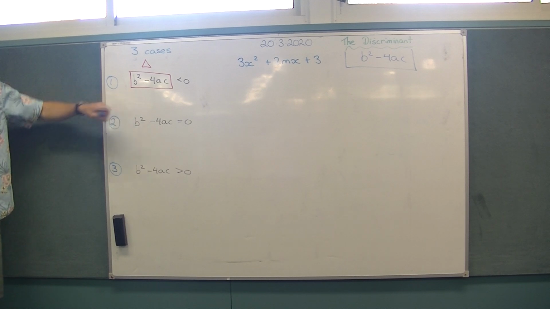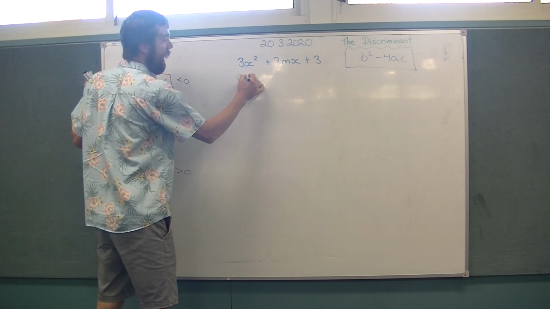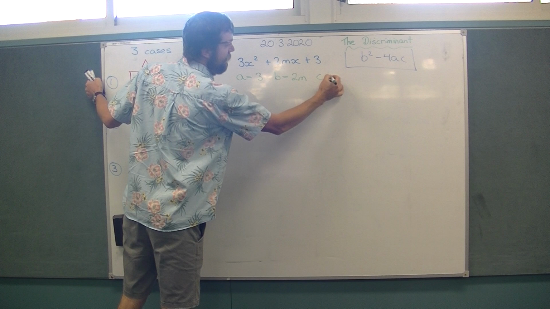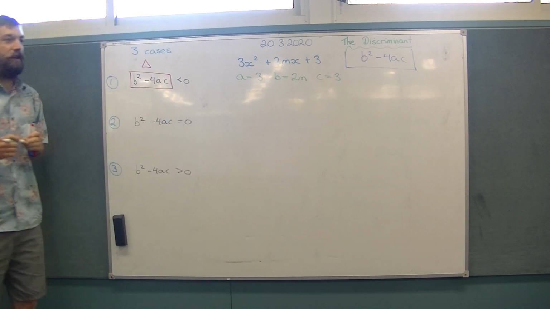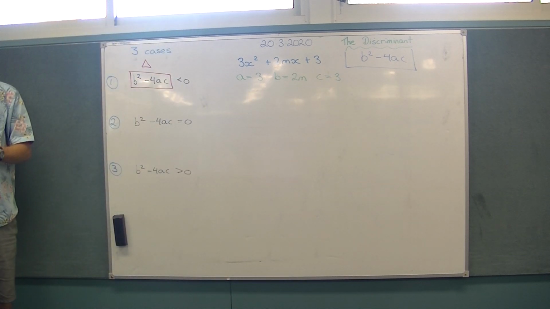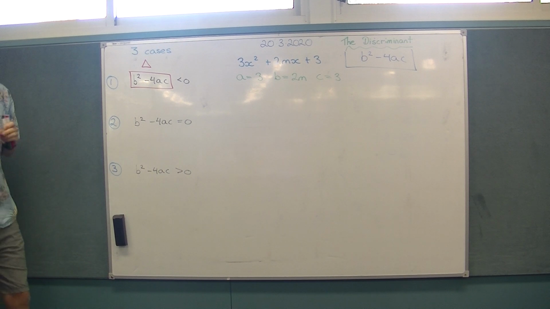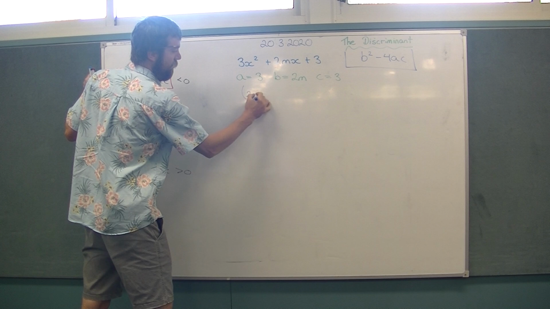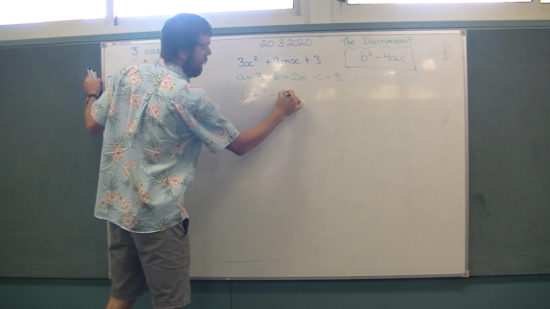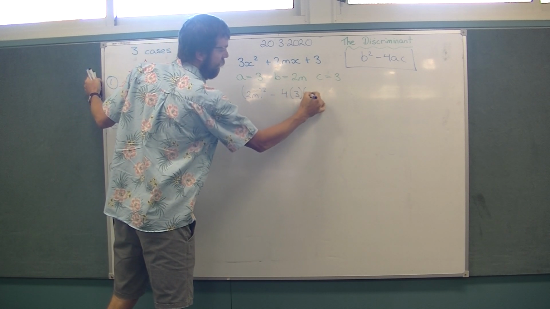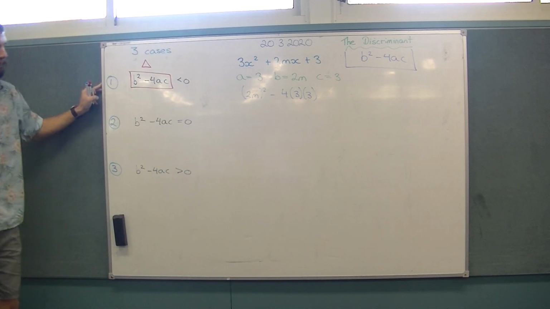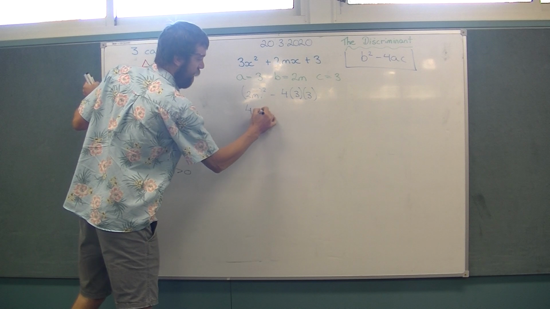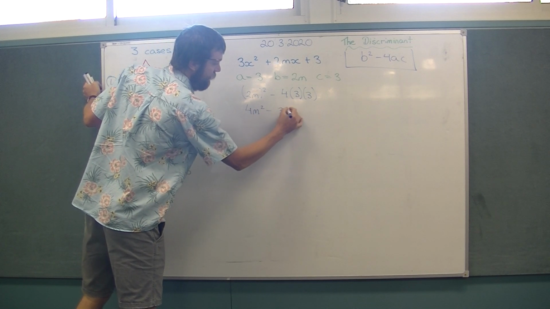So, a equals 3, b equals 2m, and c equals 3. Don't forget that the coefficient of x is everything that is not x. So it's 2m. So, subbing it in looks like this. 2m squared minus 4 times 3 times 3. 4m squared minus 36.